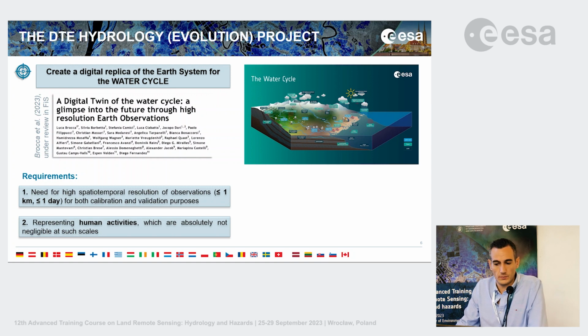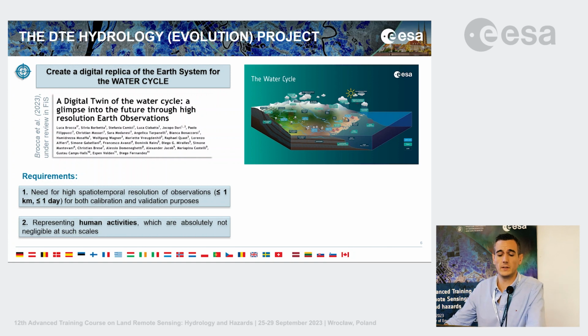We have also a paper summarizing the objectives, what has been done, the requirements, and the state of the art, let's say, in this sense. Still talking about the digital twin for the water cycle, of course. That is under review. I hope that it will be published soon. However, the main requirements are the need for high spatiotemporal resolution data, so high spatiotemporal resolution of observations. As I said, decision-making scale, so 1 kilometer and 1 day as a maximum. This is useful for both calibration and validation purposes.